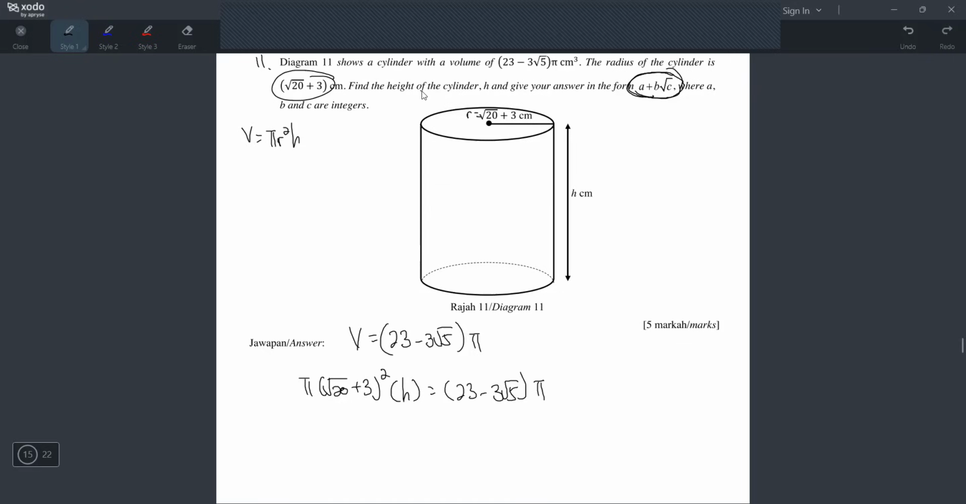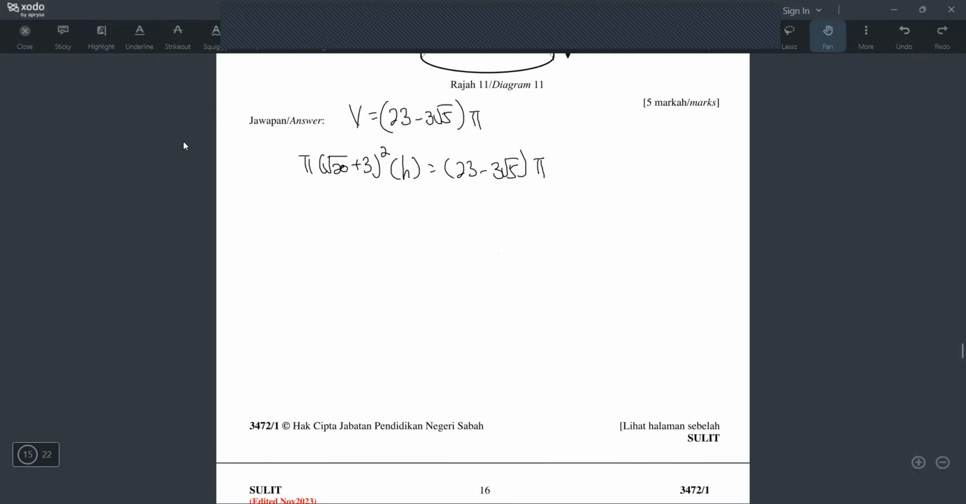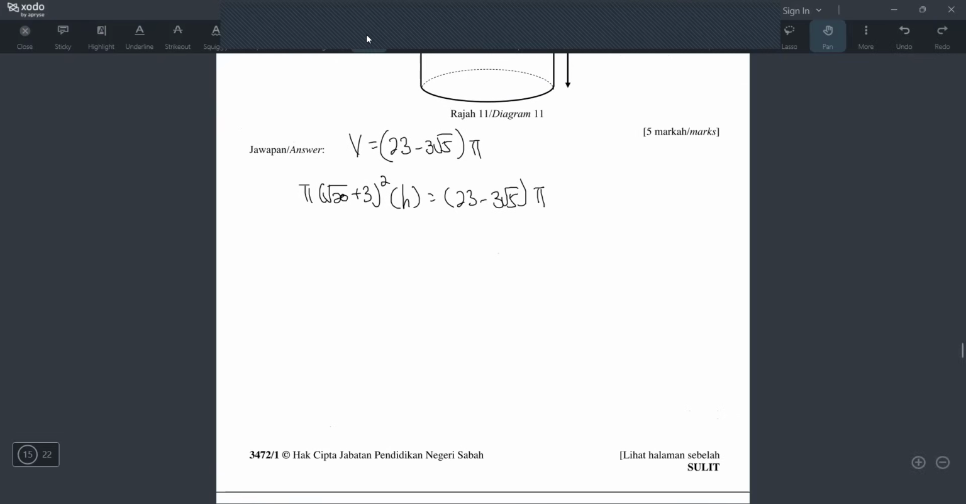Now I just need to find h, right? But my answer at the end has to be like this. So now I will scroll down and just focus on finding this. First thing first is this pi, I can move it to the other side. When I move this pi to the other side, it's a times relation, so when you move it, it becomes divide. It means this one and this one can cancel, because pi divided by pi is just 1. So we are just left with this.